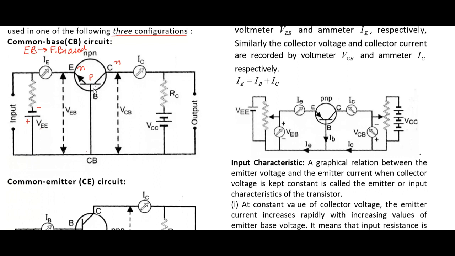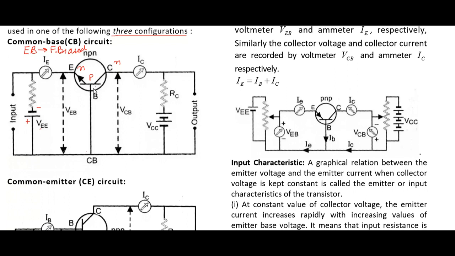VEE is the cell voltage or battery voltage. VCC is the battery voltage in the collector base junction. VCB is the ultimate voltage applied across collector base, and VEB is the forward biasing, and VCB is reverse biasing.